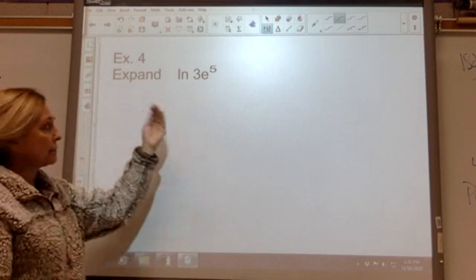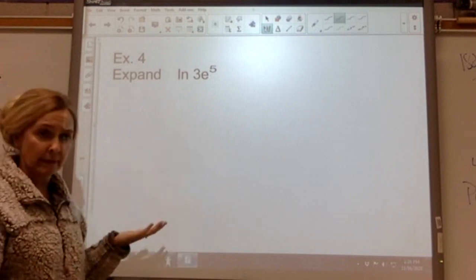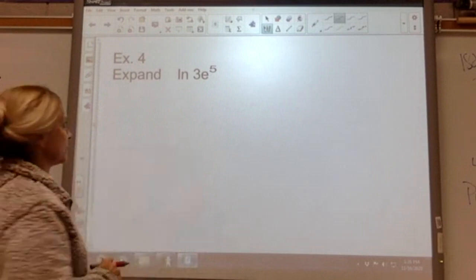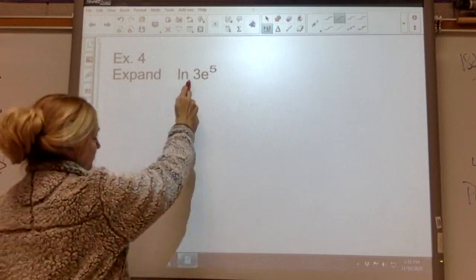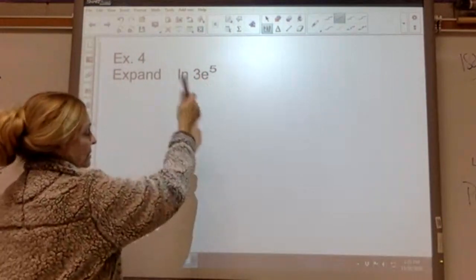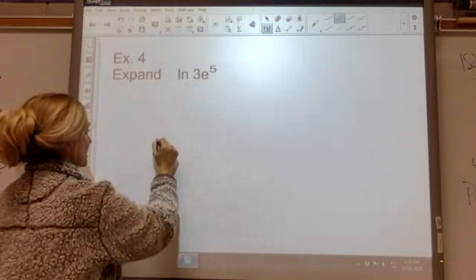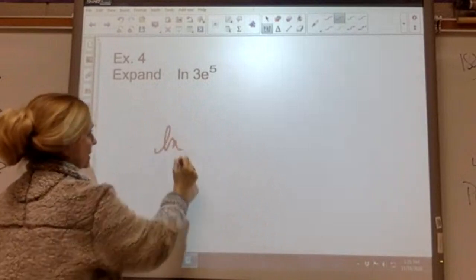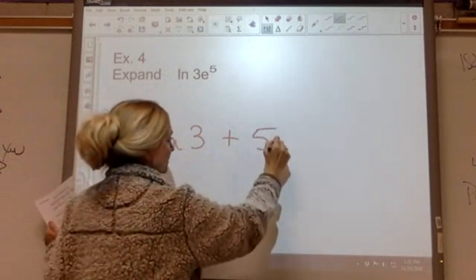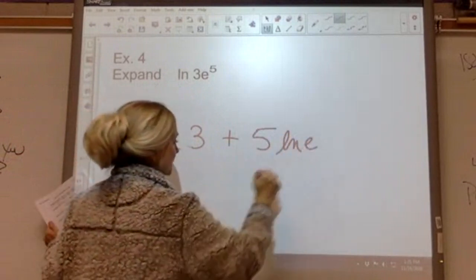Now, this is natural log. It doesn't matter. It's a kind of log. It just has a different base. This base is e, where the other ones were 10s, or various bases. They had bases for them. But this one has an e for a base, but we do exactly the same thing we've been doing. So it's multiplication. So I'm going to write it as addition. So I'm going to use cursive. Natural log of 3 plus 5 natural log of e.